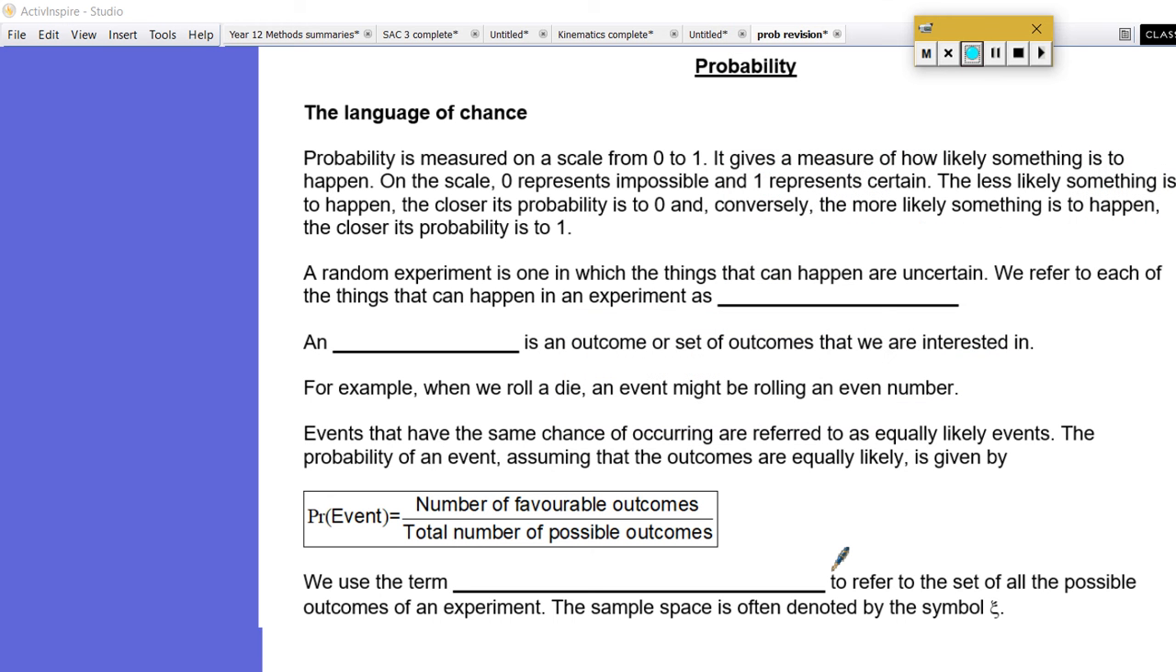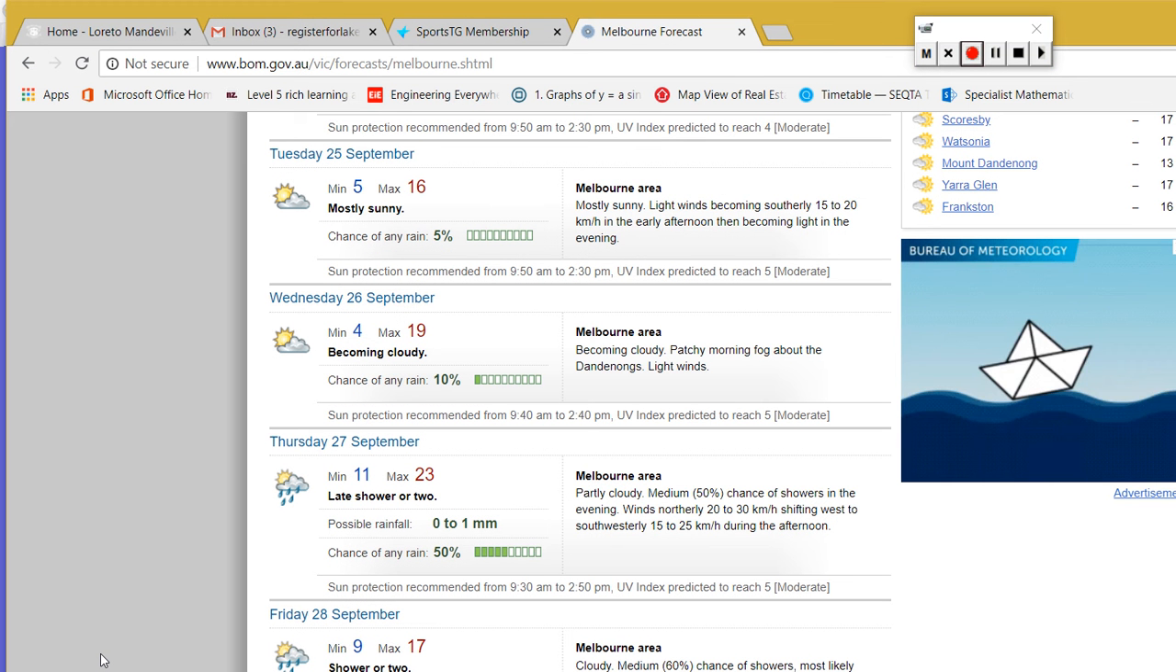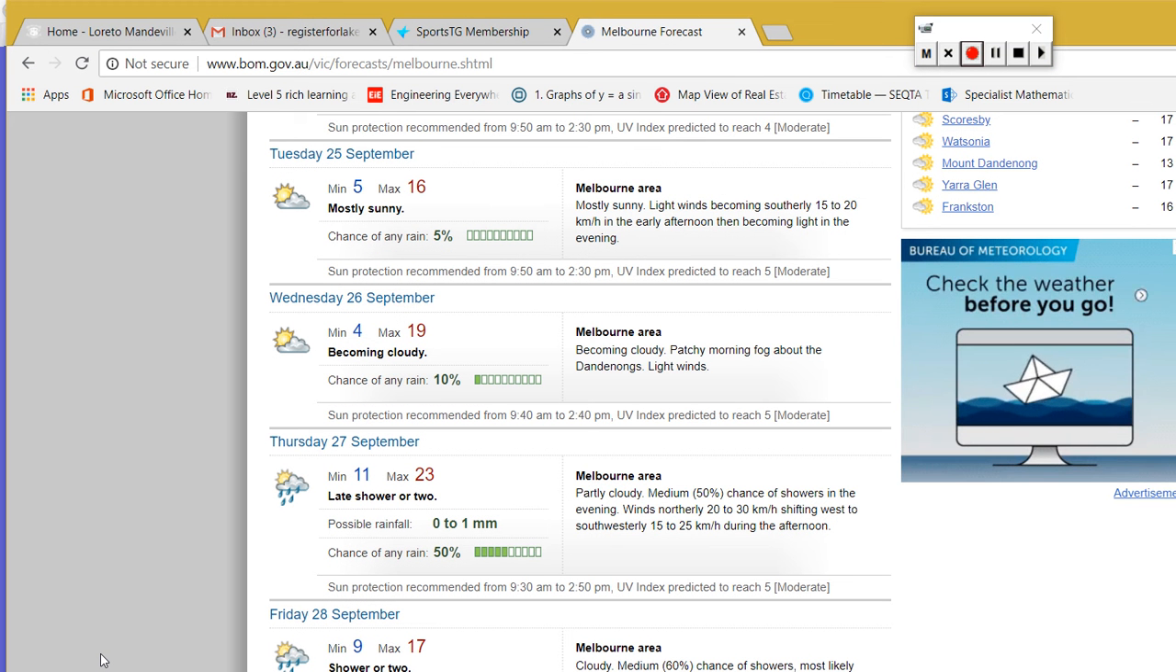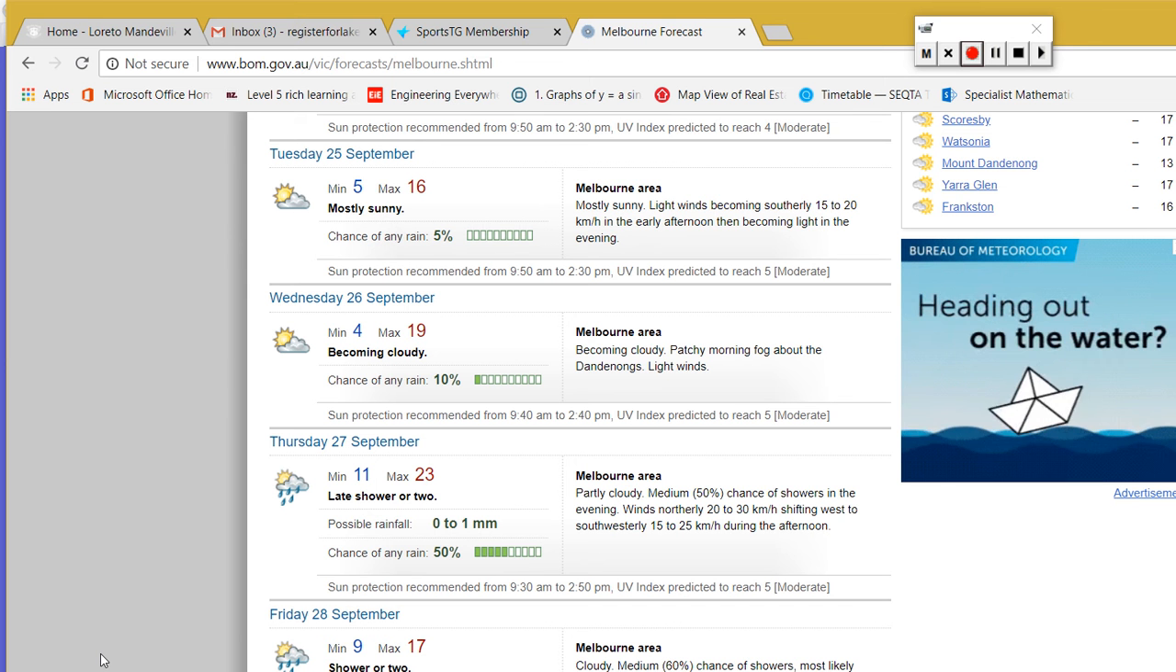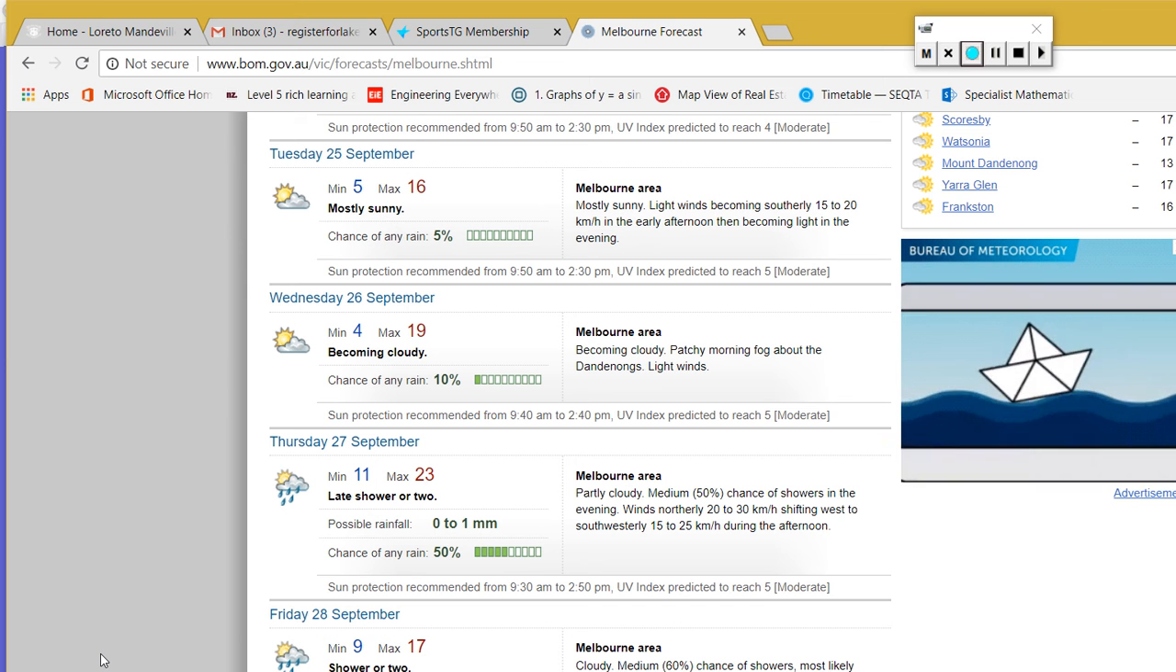When we're studying probability, it's really important to get the language right. When you're just talking about whether it's going to rain tomorrow or not, you might talk about the chance of rain. If we look at the Bureau, they would say the chance of any rain tomorrow is 5%. The chance of any rain on Wednesday is 10%.